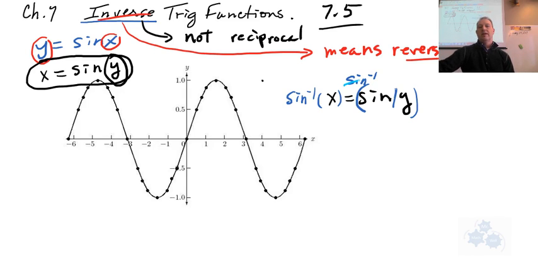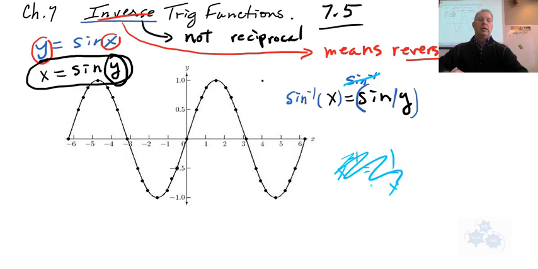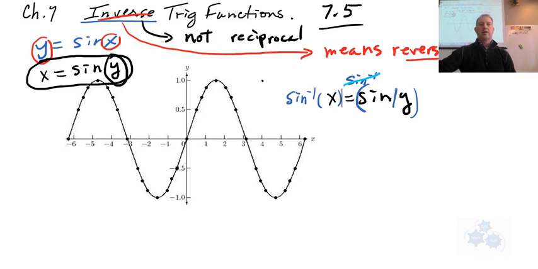And this is inverse. It kind of looks like reciprocal, right? When you have to the power of negative 1, in other things, like x to the negative 1, that means 1 over x. That means the same as reciprocal in some ways, but not when we're talking about the trig here. So there'll be some other notation we'll learn just to clarify that.